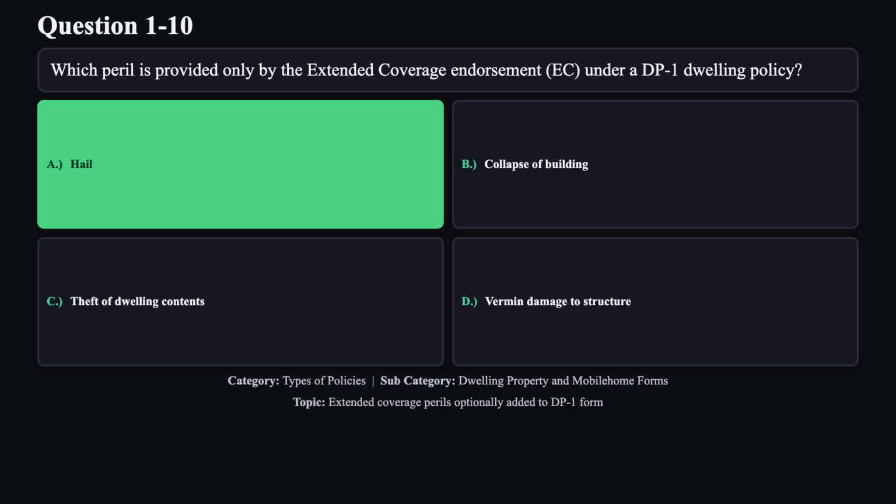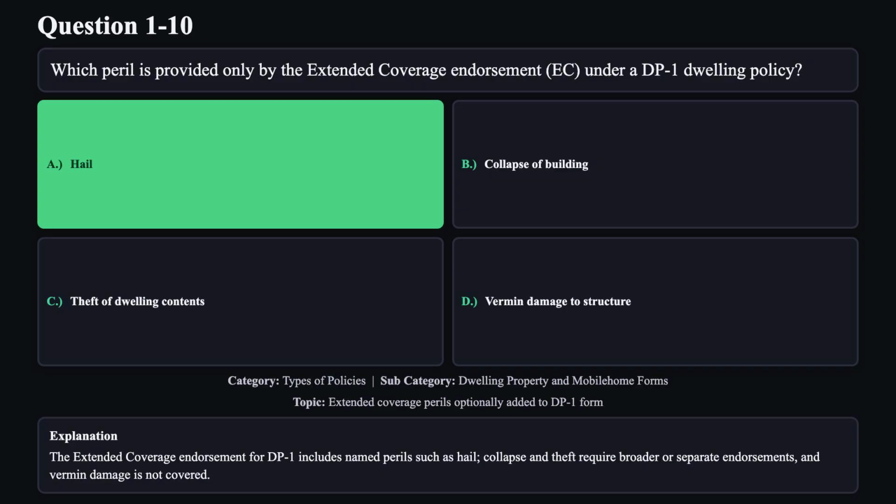The correct answer is A. The extended coverage endorsement for DP1 includes named perils such as hail. Collapse and theft require broader or separate endorsements, and vermin damage is not covered.